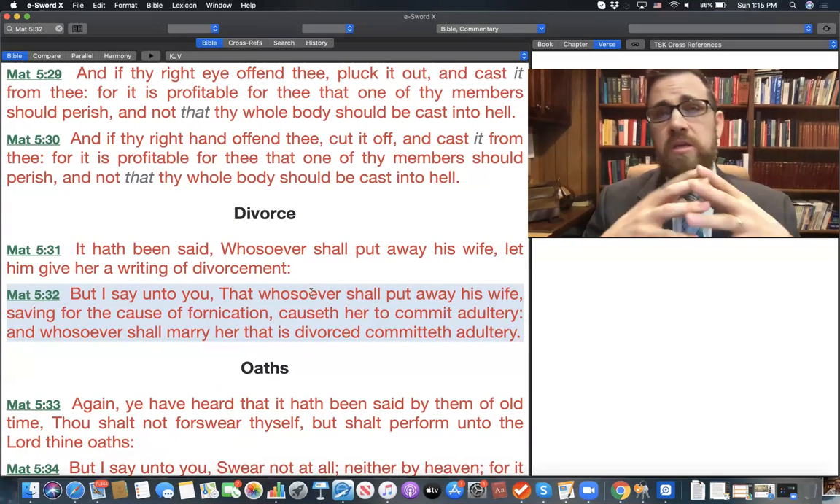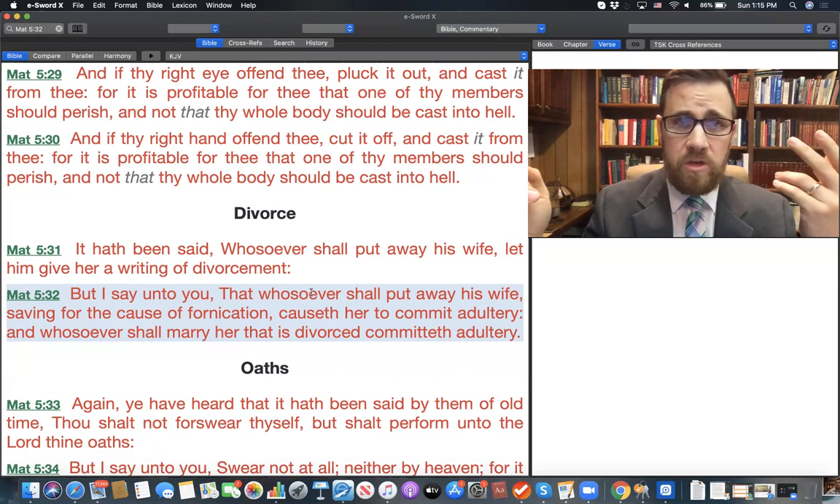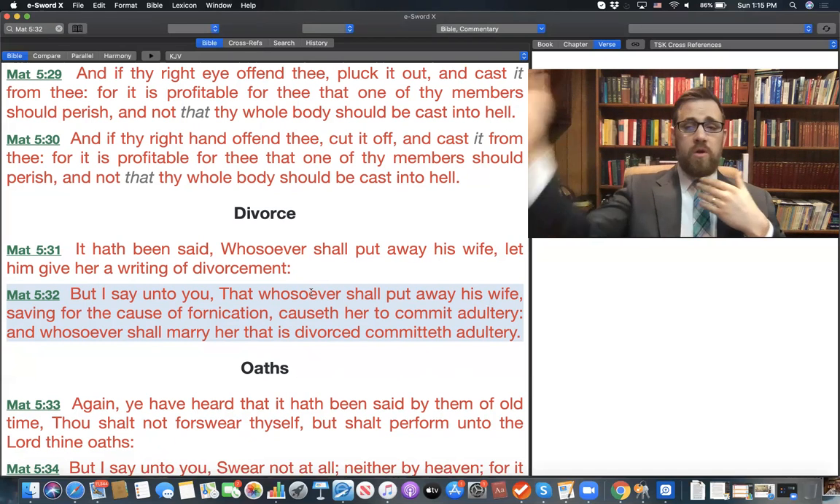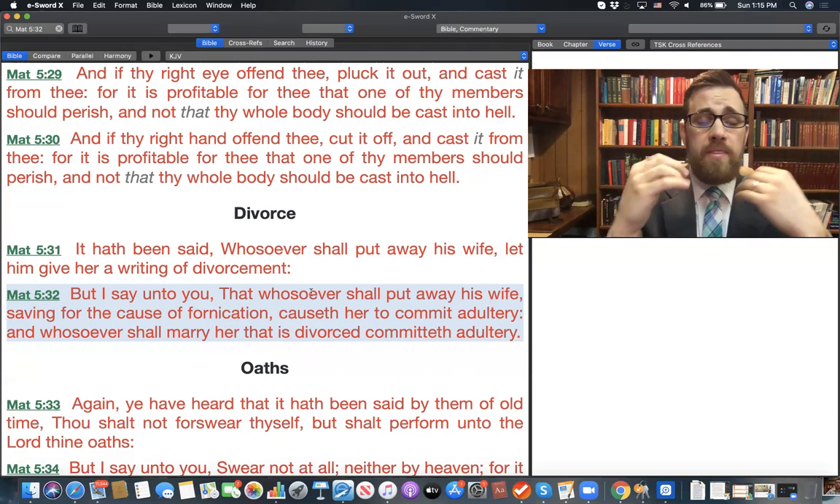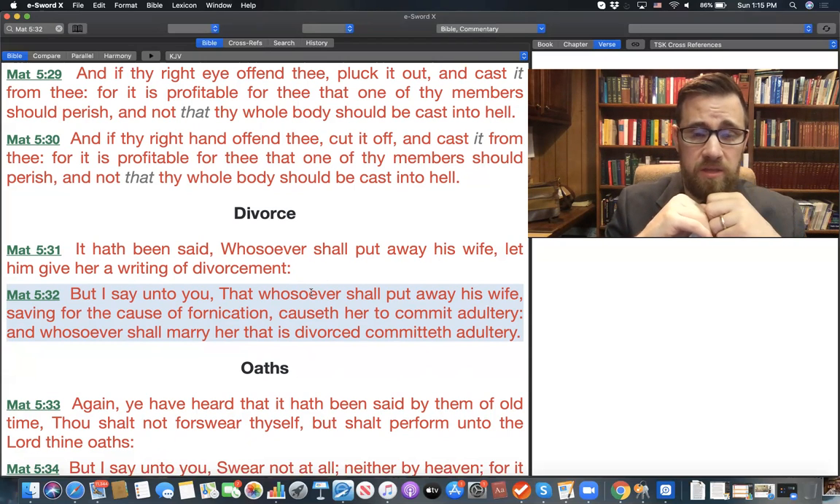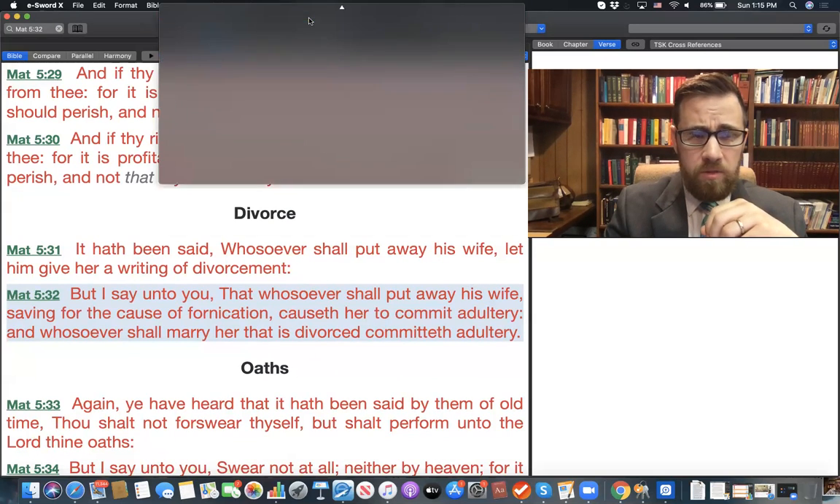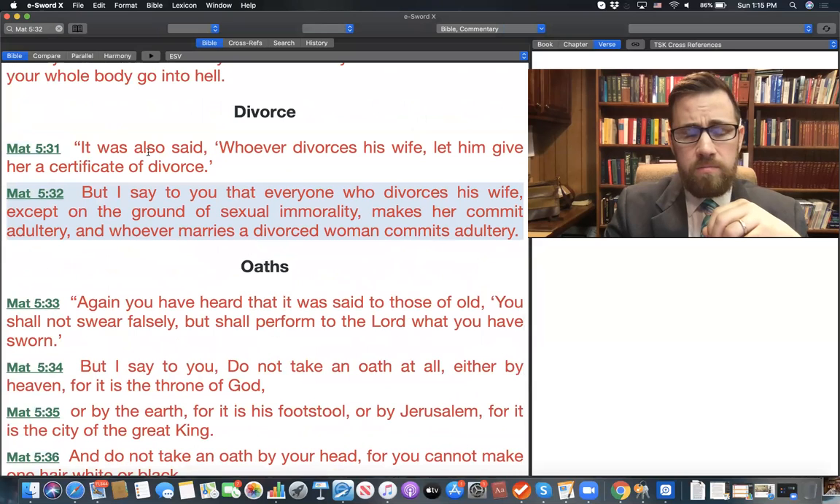So it's not just where a husband or a wife decide to spend some time apart from each other. That's not what it's talking about, but it's talking about a husband putting away his wife. Whosoever shall put away his wife causes her to commit adultery. And then whosoever marries her that is put away or divorced commits adultery. The English Standard, let's see what that says. We can look and see ESV, and I like this actually, the way it translates here. Everyone who divorces his wife, and then whosoever marries a divorced woman.